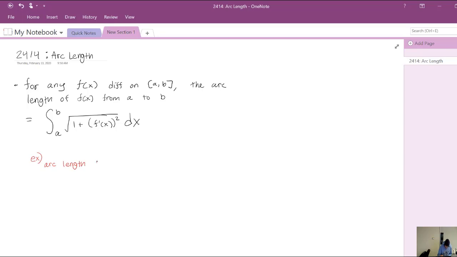So let's say we want the arc length of y equals natural log of secant of x, from 0 to pi over 4. If we were to start this one out, the first thing we have to do is find what f prime is going to be. So if y is equal to natural log secant of x, what is its derivative going to equal?